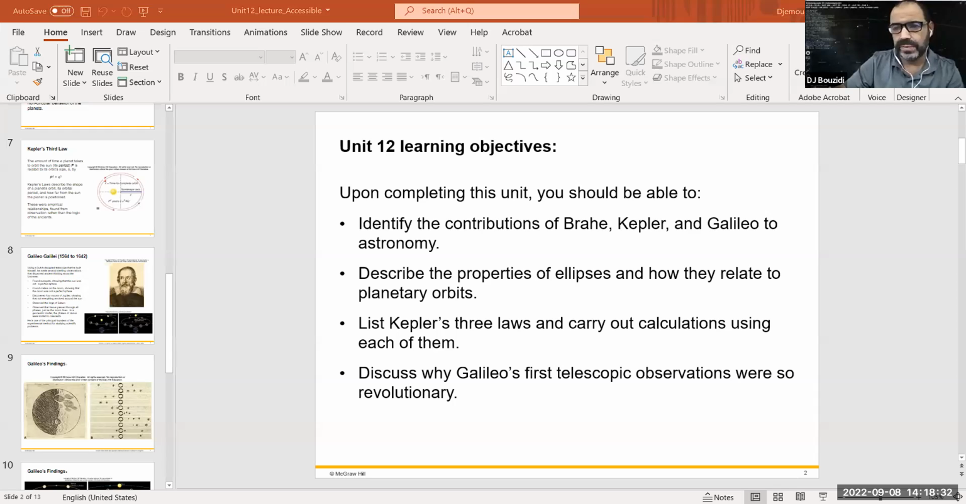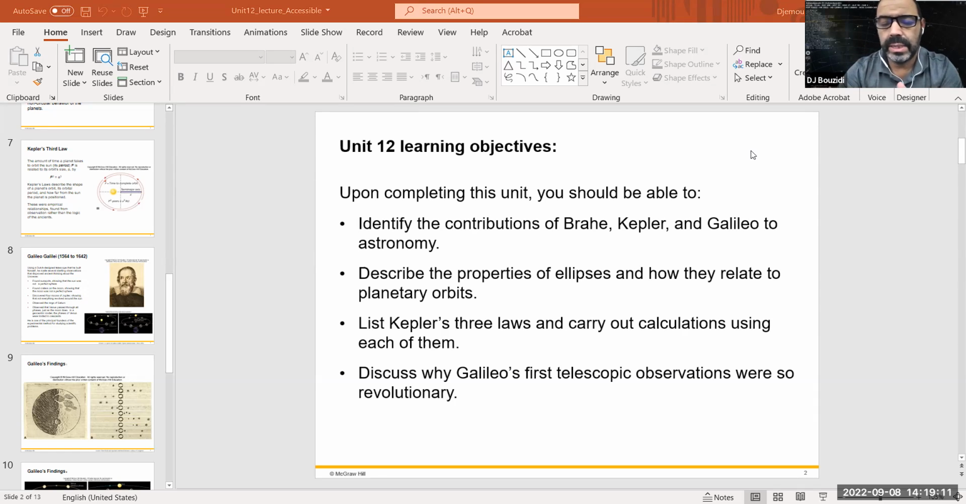So again, these are the objectives from this unit, unit 12. Identify the contributions of Tycho Brahe, Kepler, and Galileo to astronomy. Describe the properties of ellipses and how they relate to planetary orbits, and list Kepler's 3 laws. Carry out some calculations based on examples, and discuss why Galileo's first telescopes were so revolutionary. Let me probably start with the last point.